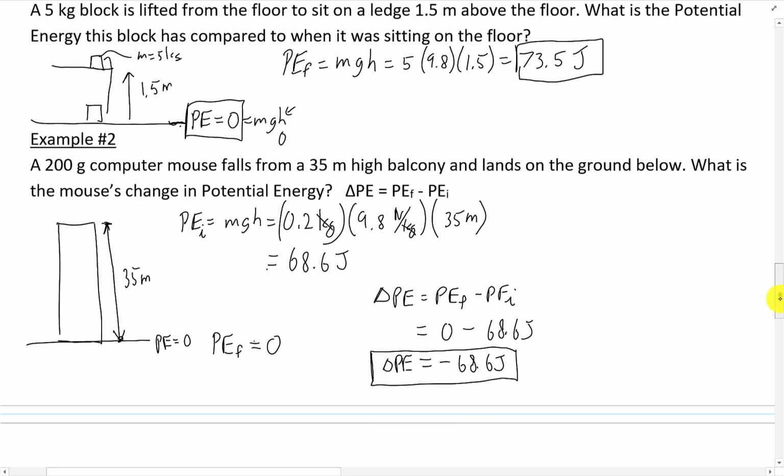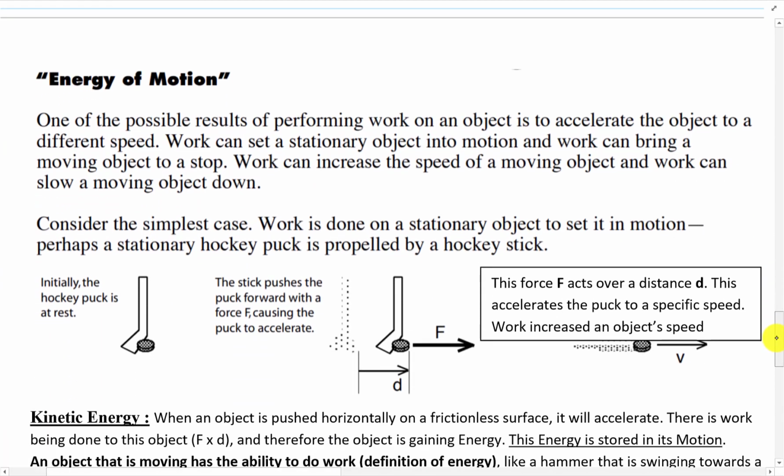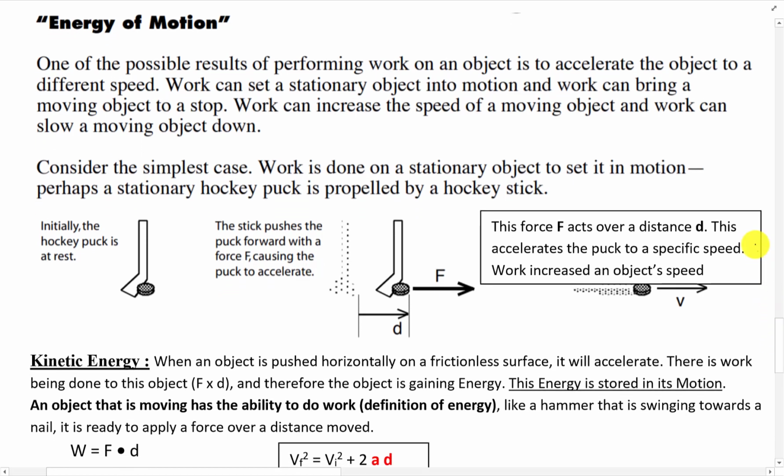Okay, let's talk about the energy of motion. One of the possible results of performing work on an object is to accelerate that object to a different speed. Work can set a stationary object into motion, and work can bring that moving object to a stop. Work can increase the speed of a moving object, and work can slow a moving object down.